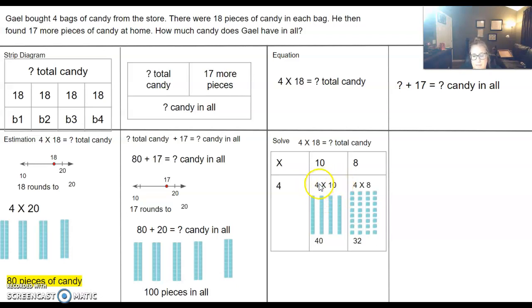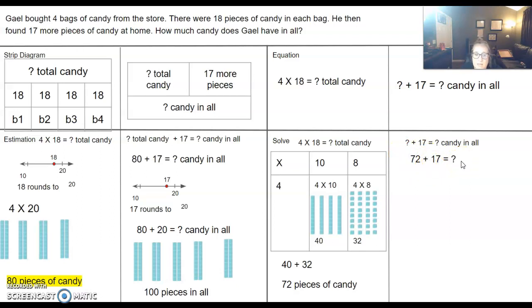I know that 4 groups of 10, or 4 times 10, is 40. And if I have 4 groups of 8, if I wanted to count them, I could do that. And after I do that, I get to 32. So when I add 40 plus 32, I'm going to get my answer of 72 pieces of candy. So I know that Gael has 72 pieces of candy. So my final step is to bring down the second part where it says question mark plus 17 equals the candy in all. Well, I know the first question mark is going to be 72, so I'm going to rewrite my equation.